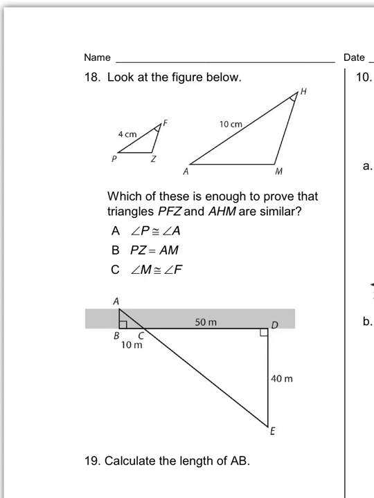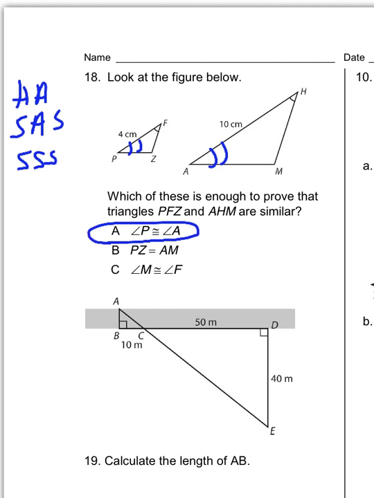On number 18, they're asking us which information would be enough to prove that the triangles are similar. Well, our choices to prove that triangles are similar are angle, angle, side, angle, side, or side, side, side. Now, in this case, we have P congruent to A, and that would make two angles. So that is enough for me to prove that the triangles are similar.